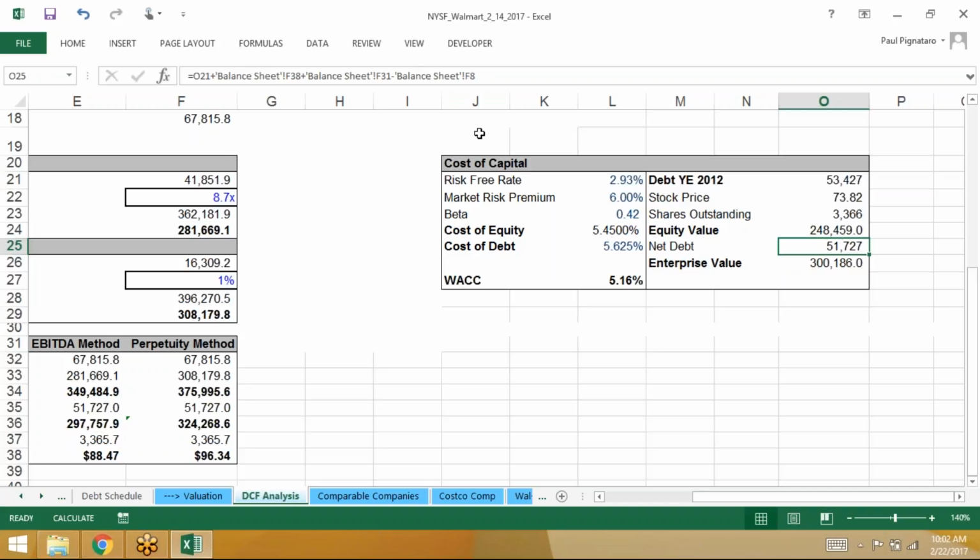So I don't know if everyone had the same number. I know we caught it in class, but maybe it didn't save, and then you're pulling the one from the cloud, which still has that error in it. So okay, 51727, and that flows all the way through.